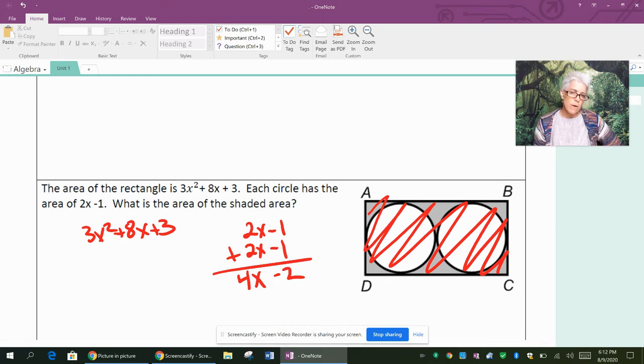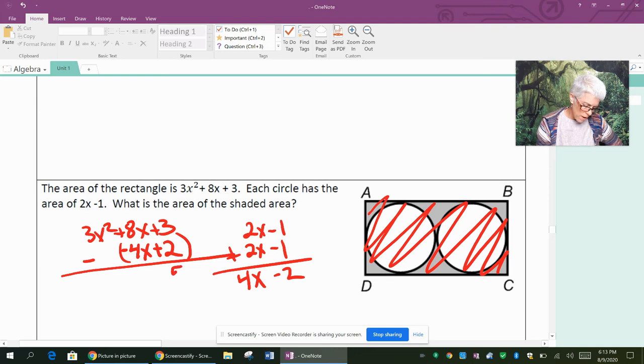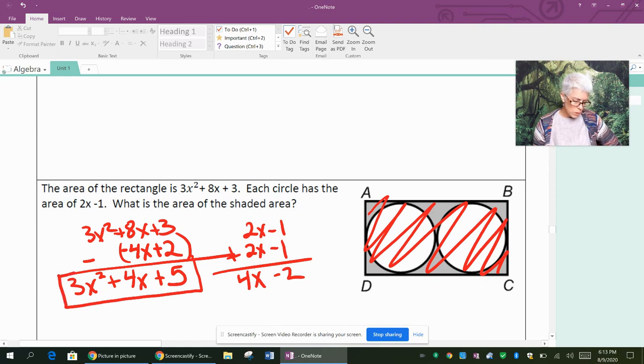So the question now says, what is the area of the shaded area? So I'm going to take the total area of the rectangle represented by 3x squared plus 8x plus 3, and I'm going to subtract the two circles from it. So that's going to be minus 4x minus 2. Now, remember, I'm lining up like terms. I'm subtracting, so that means that 4x becomes negative 4x and minus 2 becomes a plus 2. So this is a positive 5. This is a positive 4x. And then we have our 3x squared. So the answer to this problem is 3x squared plus 4x plus 5.